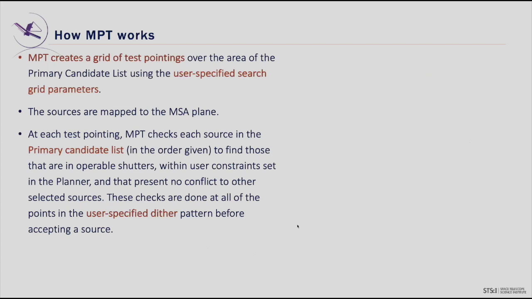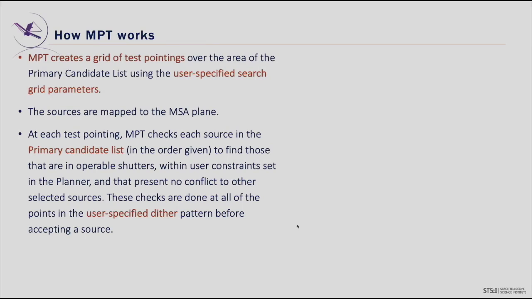So how does this actually work? What happens is NPT starts by creating a grid of test pointings over the area of the primary candidate list. And it uses the user-specified search grid parameters, so both the extent, the height and width, and the cell size of the search grid are specified in the planner. Then the sources are mapped to the MSA plane. I'm just talking about the primary candidate list at this time.